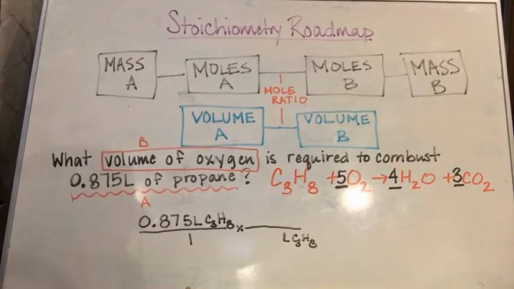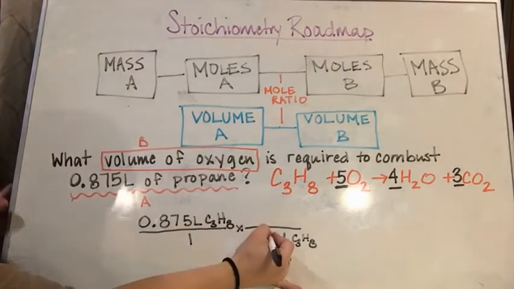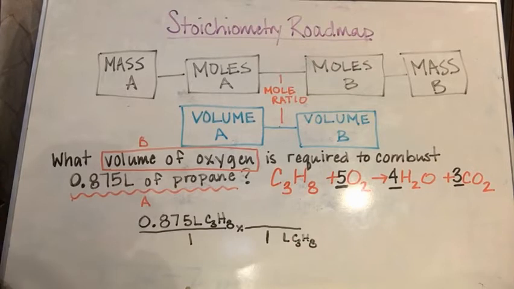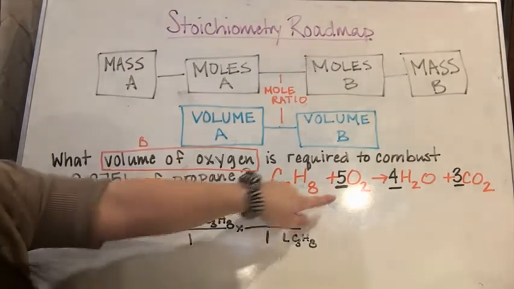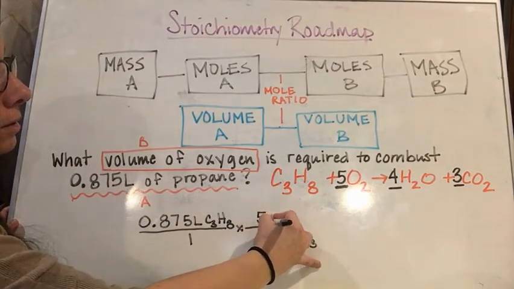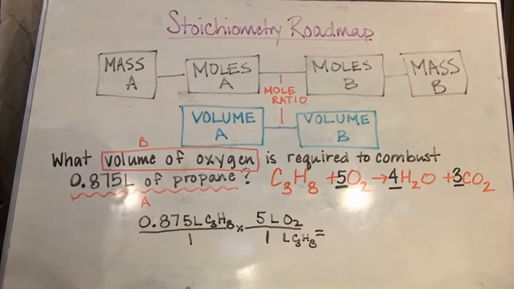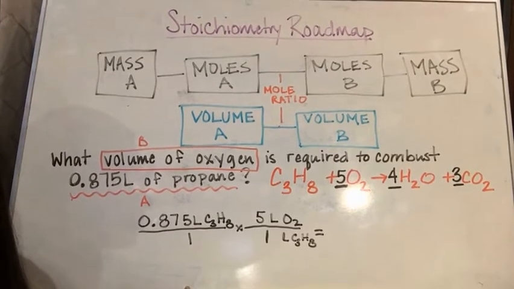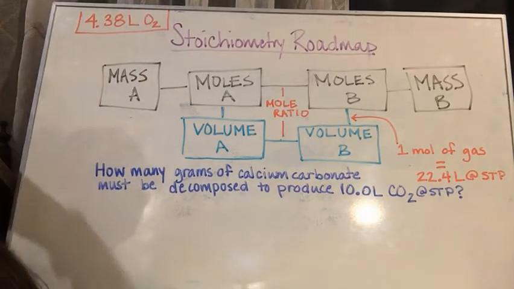And in our balanced equation, which is what we're using here to get from volume A to volume B, we have 1 mole. Remember, we don't need to write ones in our balanced equation. It's just like in algebra, you don't write a 1 in front of x. And we are converting that to oxygen. Oxygen is our volume B. So we're going to take a look at our balanced equation. We have 5 moles of oxygen. That's going to go on top here. And we can solve. 0.875 liters times 5 is going to give us our answer. So go ahead and take a second to calculate that. All right, you should have gotten 4.38 liters for your answer in the last problem.